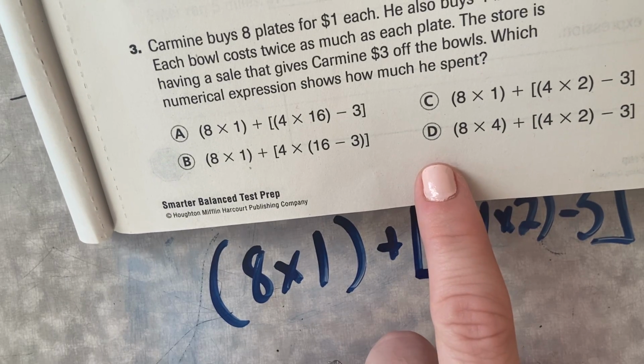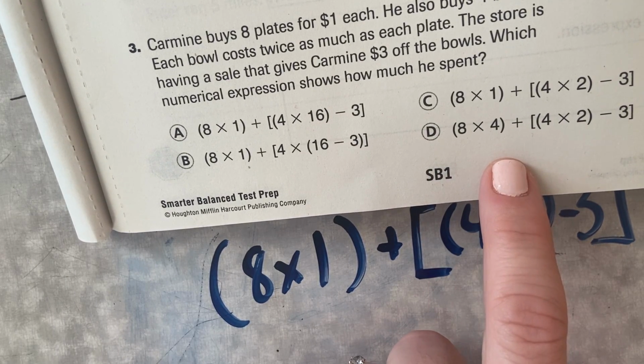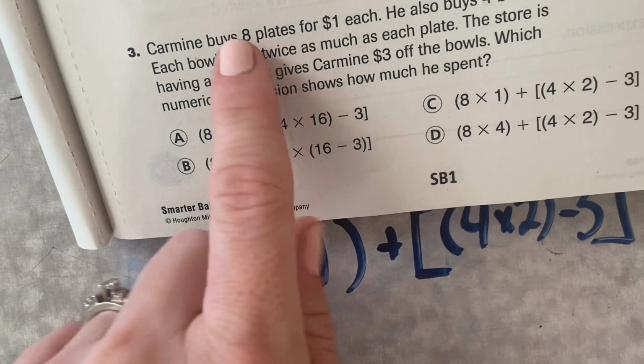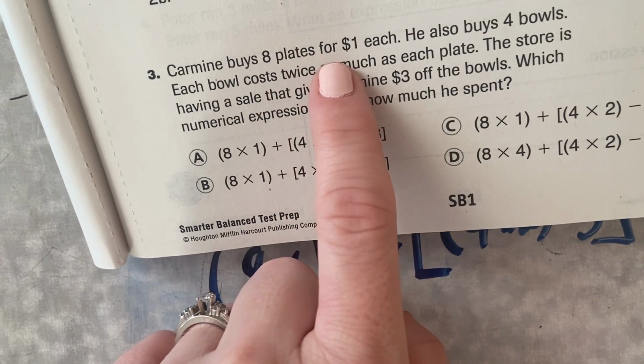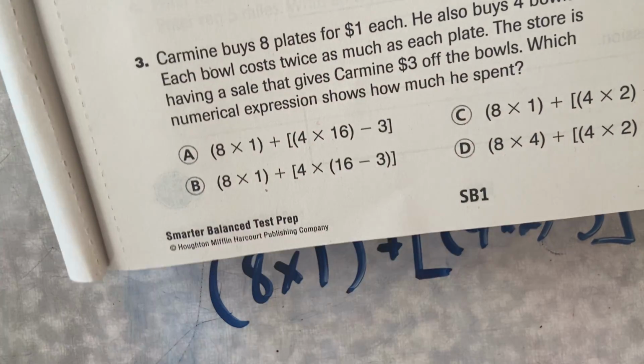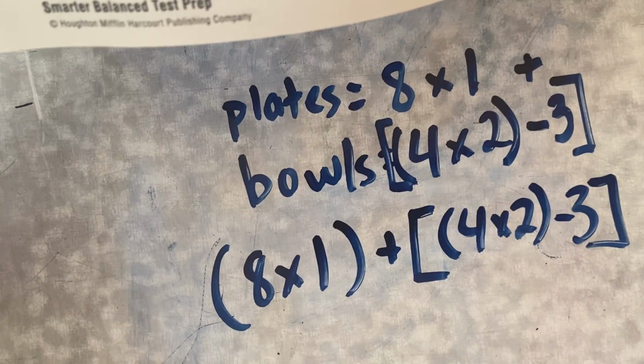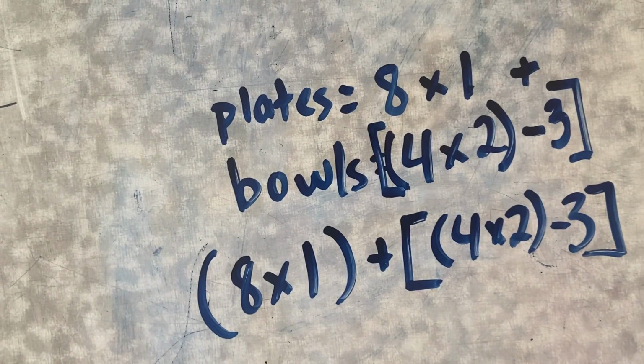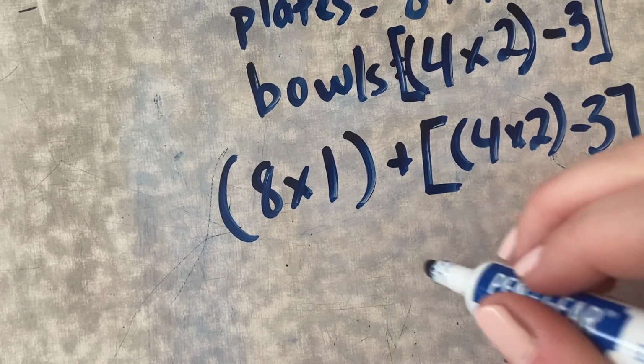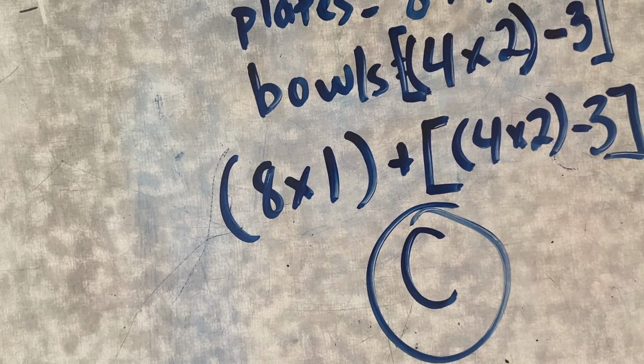And so now I'm looking here at D, and it says 8 times 4. Oh, wait a minute. I know that's wrong because up here it already told me that the plates are $1, so it should be 8 times 1. So it looks to me, based on what, whoops, sorry, hopefully I didn't make anybody too dizzy there. It looks to me like the best answer is C, and I hope that you found C as your answer as well.